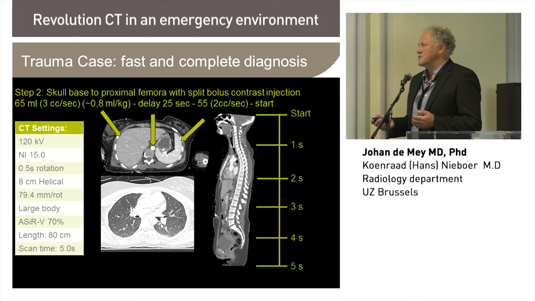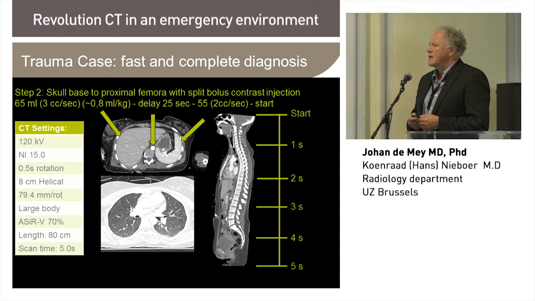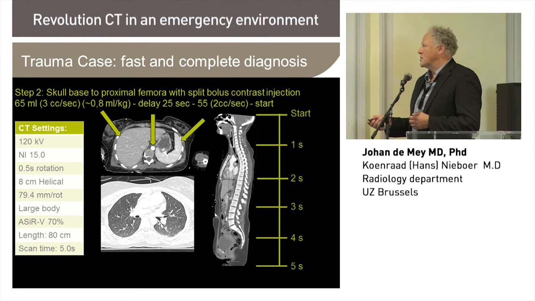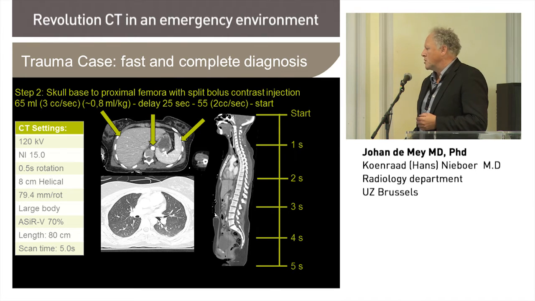We start with a bolus of 65 ml at 3 cc per second to fill all veins and organs. We wait for 25 seconds, and then we give a next bolus of 55 ml at 2 cc per second to have an arterial phase. And after that, we start the scan. So we will have a scan with a venous filling, an organ filling and an arterial filling. We start the scan here, at the center of the skull, and we go down to the legs, and sometimes we take the legs together.